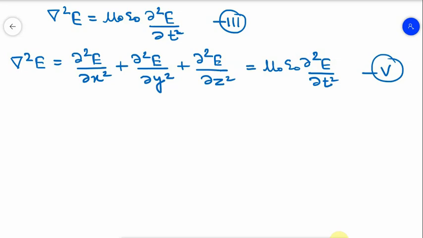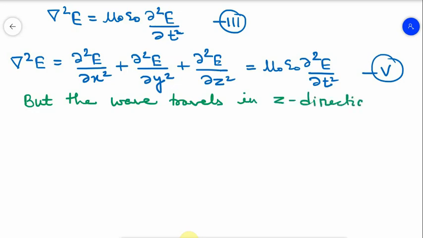Okay, but the wave travels in z direction. So what is the direction of travelling of the wave? I had discussed just now. What is the direction of propagation of the wave? So the wave travels in z direction.